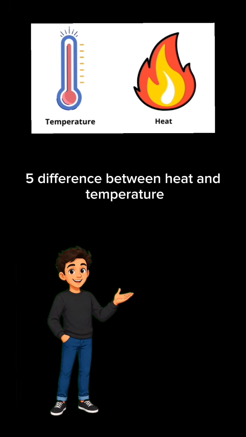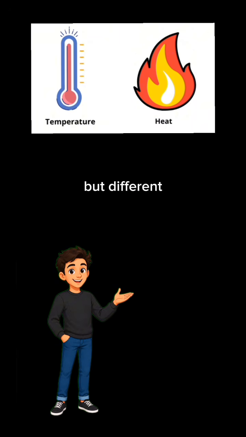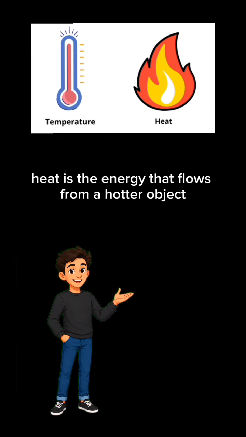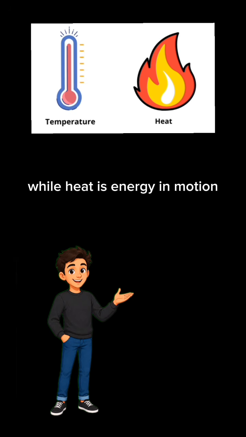5. Difference between heat and temperature. Heat and temperature are closely related but different. Temperature measures how hot or cold an object is. Heat is the energy that flows from a hotter object to a cooler one. In simple terms, temperature is a measurement, while heat is energy in motion.